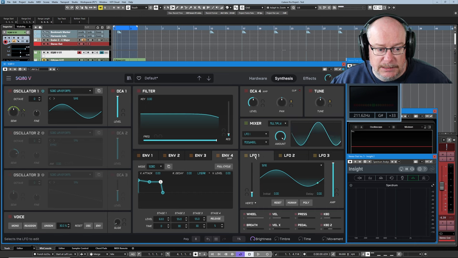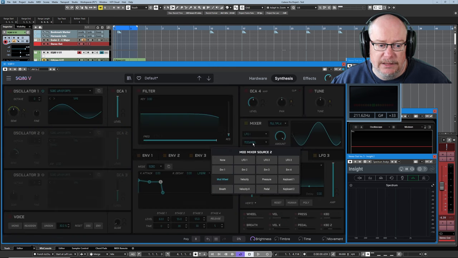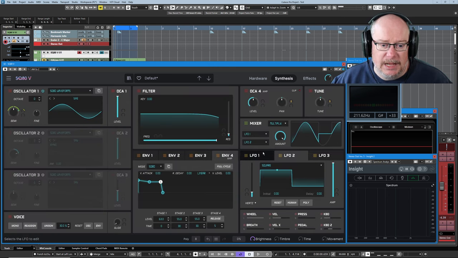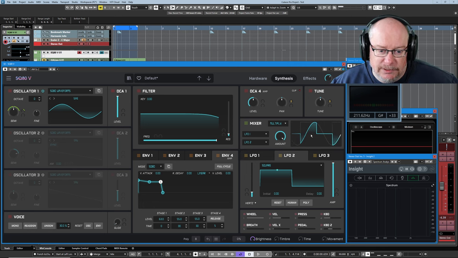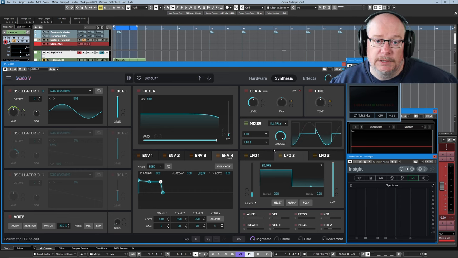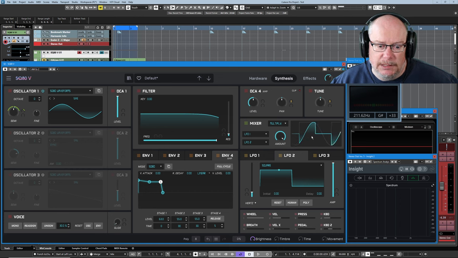If I get a sine wave on LFO1 and a square wave on LFO2, and I combine those two things together, now we get this really interesting effect where for half of the time we have a horizontal flat line. That's because when the square wave's at zero, anything multiplied by zero is zero. So half the time this modulation output is zero and we get the flat line.